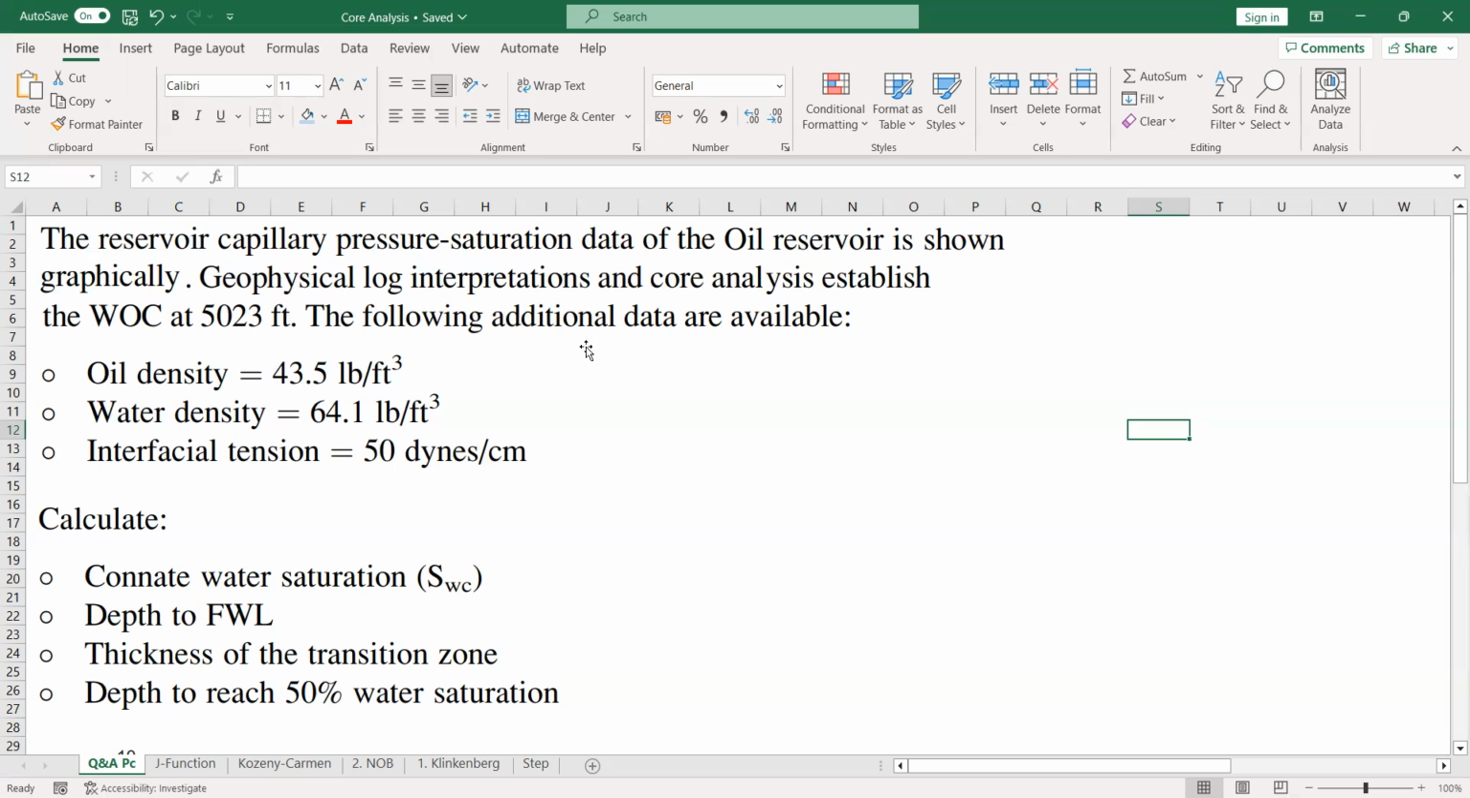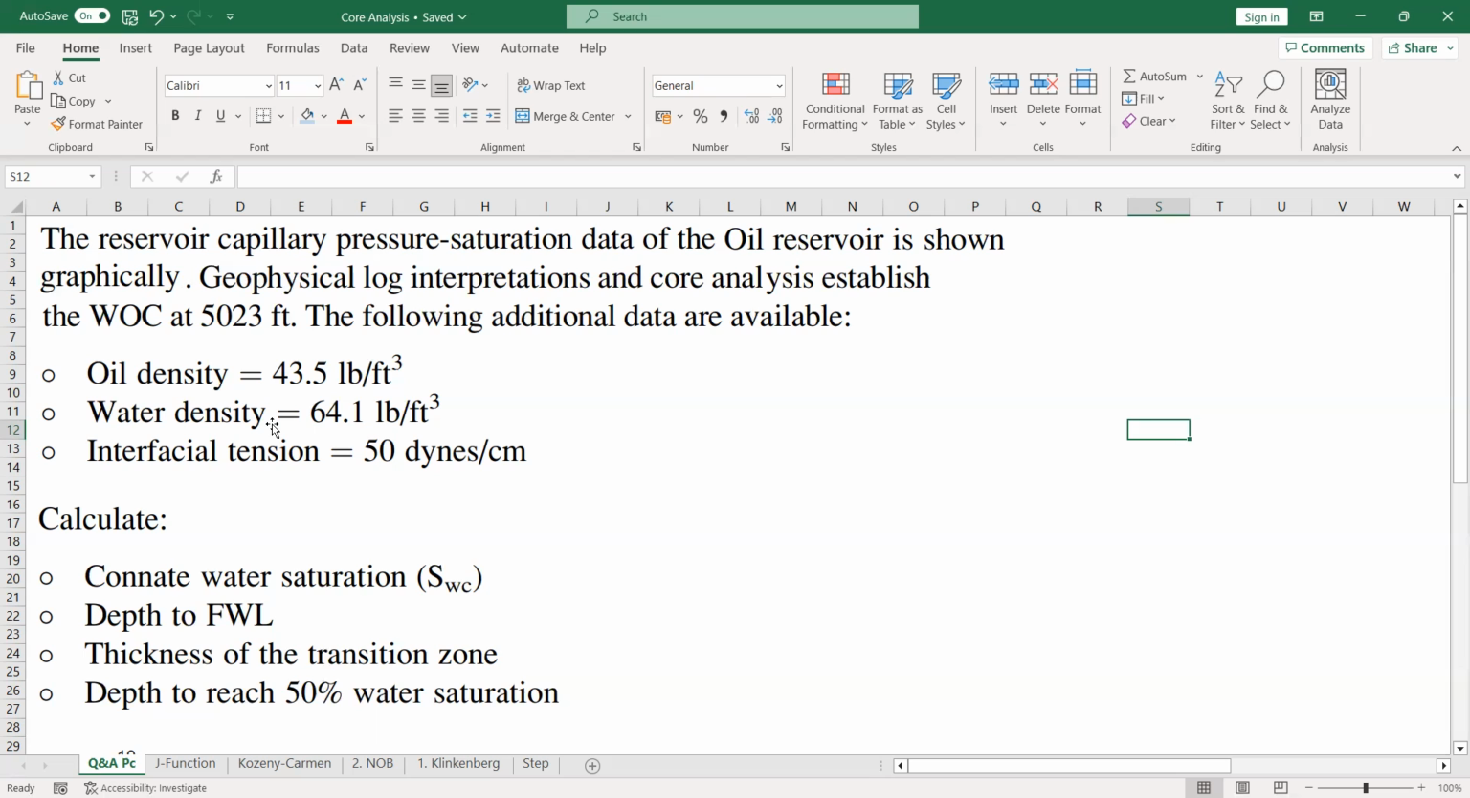And we also have other data, such as oil density, 43.5 pound per cubic foot, and then water density, 64.1, and also interfacial tension, okay, 50. And then now we need to estimate or calculate the connate water saturation, SWC, and then also the depth to FWL or free water level, thickness of the transition zone, and depth to reach 50% of water saturation.